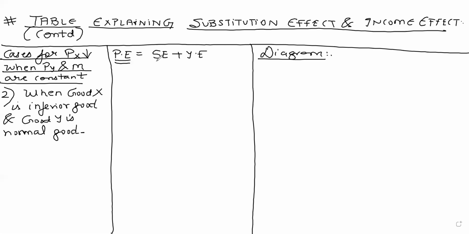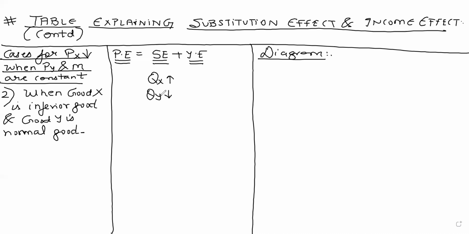Now let's look at this table first. Price effect is the sum of substitution effect and income effect, right? Now, when price of good X falls, what is the first thought which will come to your mind? Good X price has fallen. It has become cheaper relative to good Y. Let me buy more of it and less of good Y.